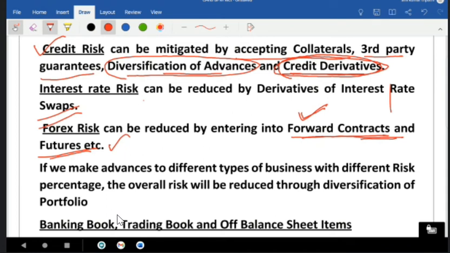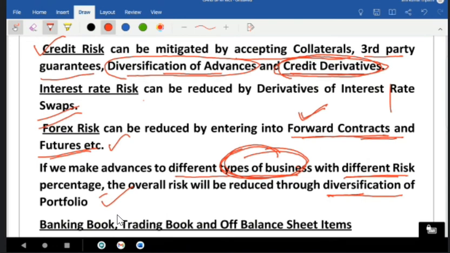If we make advances to different types of business with different risk percentages, overall risk will be reduced through diversification of the portfolio. That means we should not give our advances to only one type of business, because if that one business fails, then nothing will be left. So we should always diversify into different types of businesses and customers, because if one type of business is failing, at least one other will give you some profit, with a different risk percentage. So this is called diversification of the fund, or diversification of the portfolio. This will reduce your risk up to some extent.